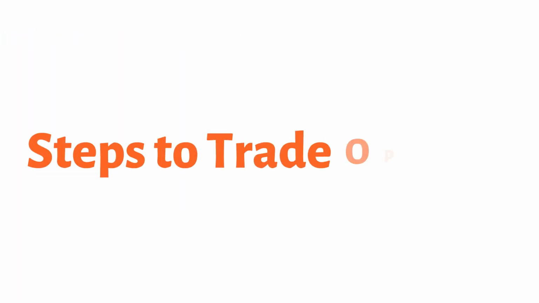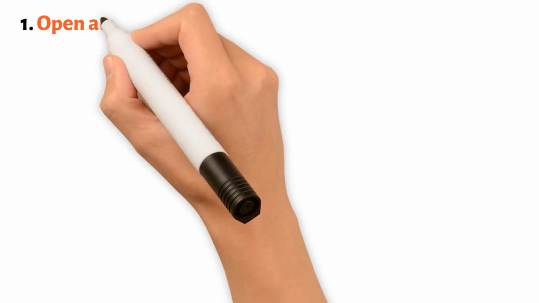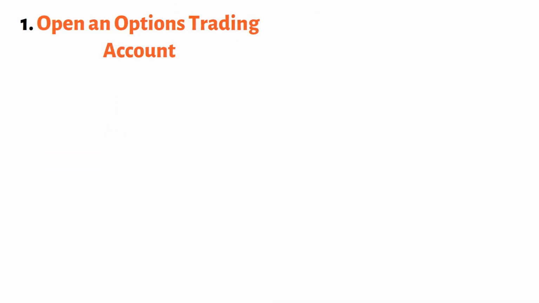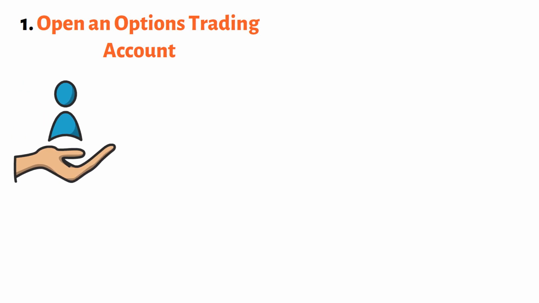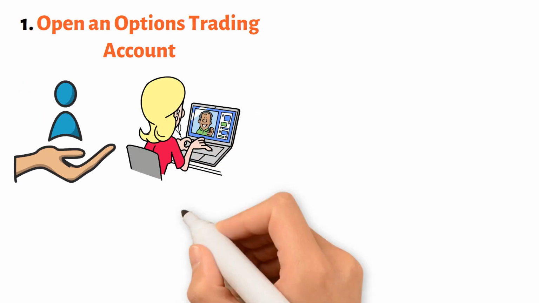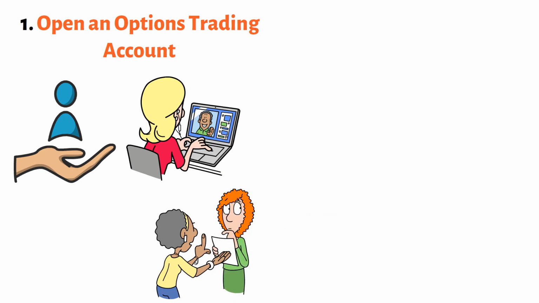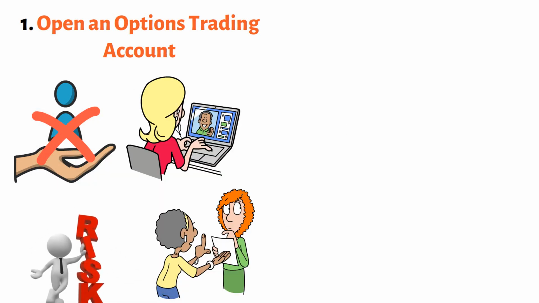Steps to trade options. 1. Open an options trading account. To start trading options, you'll need an account with a broker that offers options trading. You may also need to request options trading privileges, as not all account holders will automatically have this authorization due to the risks involved.